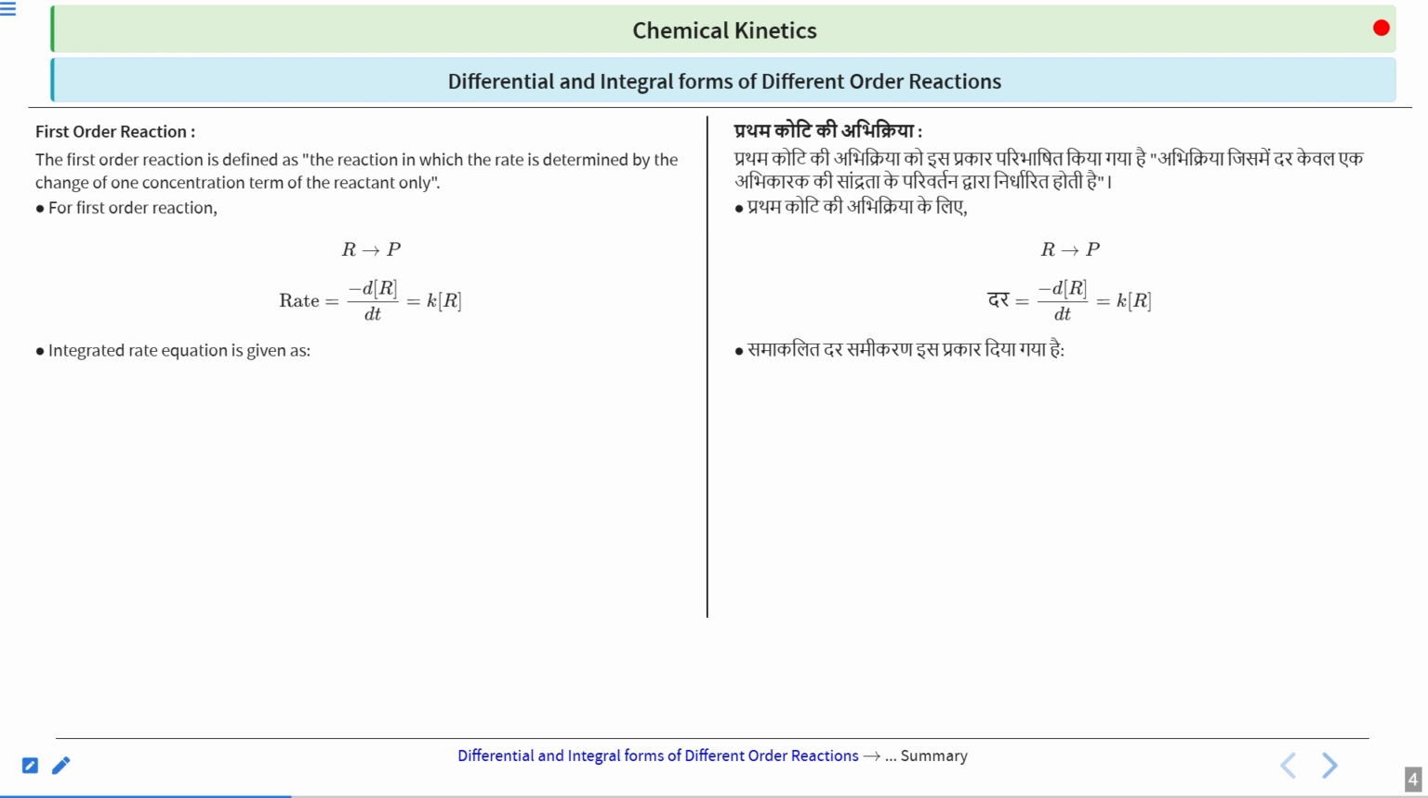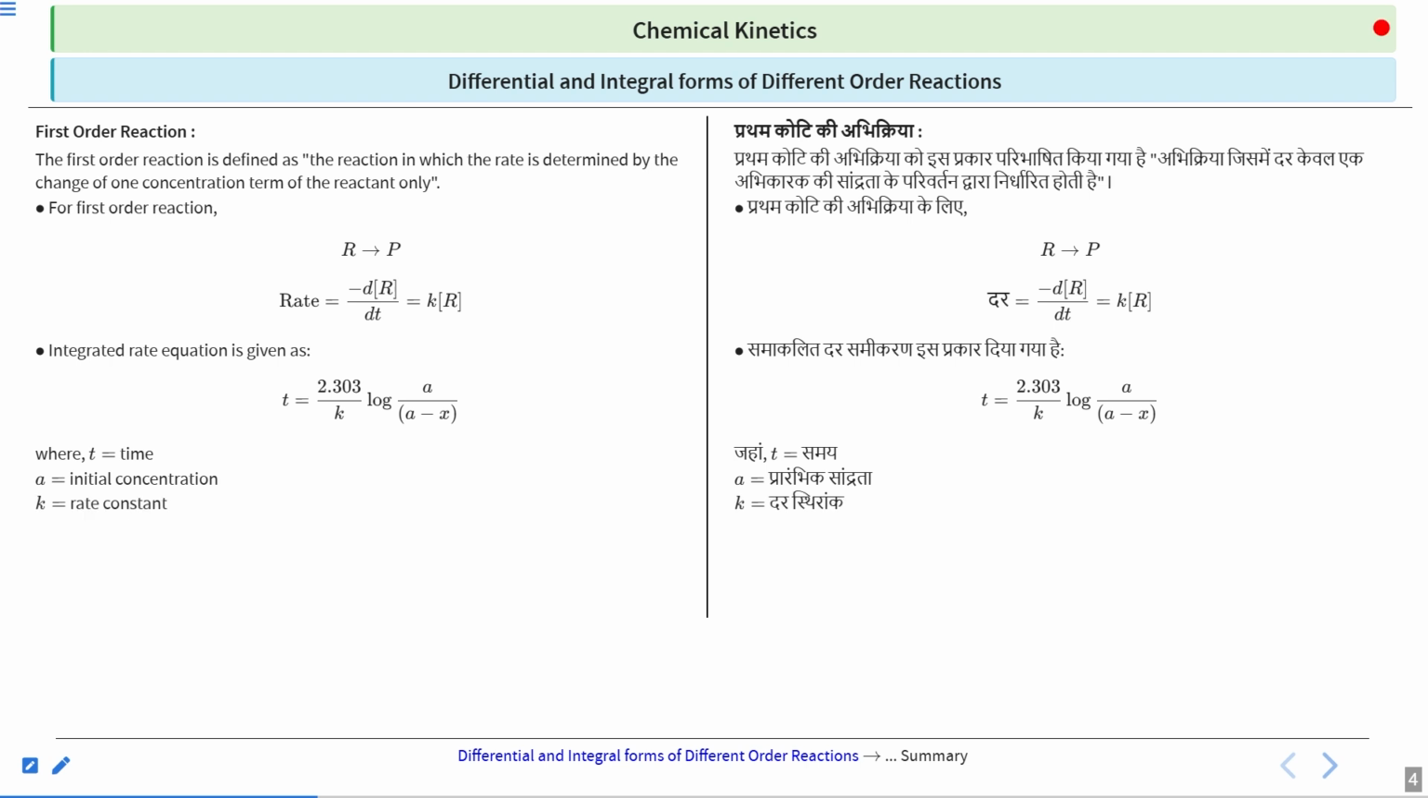Now, how can we write the integrated rate equation? To write the integrated rate equation, you will simply integrate the differential form. After integrating that equation, we will get t is equal to 2.303 by k log a by a minus x, where t is time, a is initial concentration, k is the rate constant, and a minus x is the concentration of A after time t.